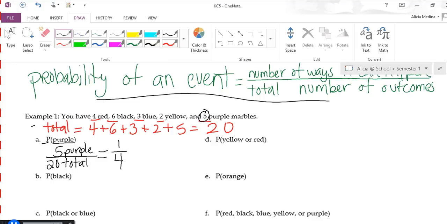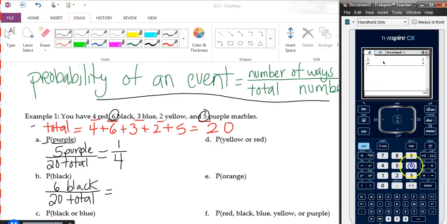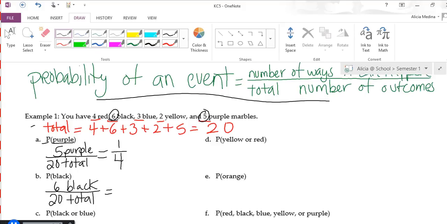What is the probability of picking a black marble? So we figure out how many black marbles we have. There are 6 black marbles, so 6 over the total, which is 20. Again, if you're able to simplify this in your head, what number divides both of these, you can simplify. Otherwise, use your calculator. 6 divided by 20, and we get 3/10. And always simplify your fractions.